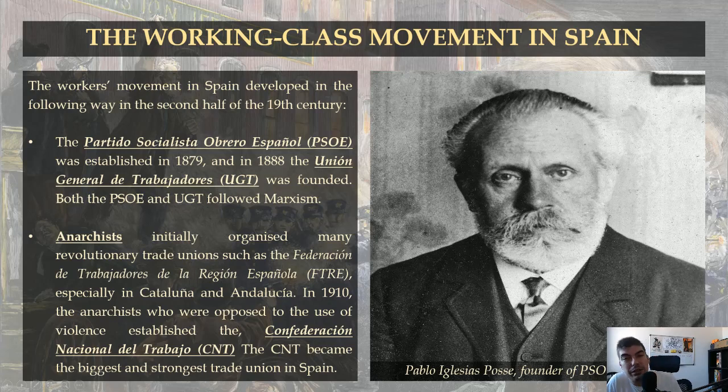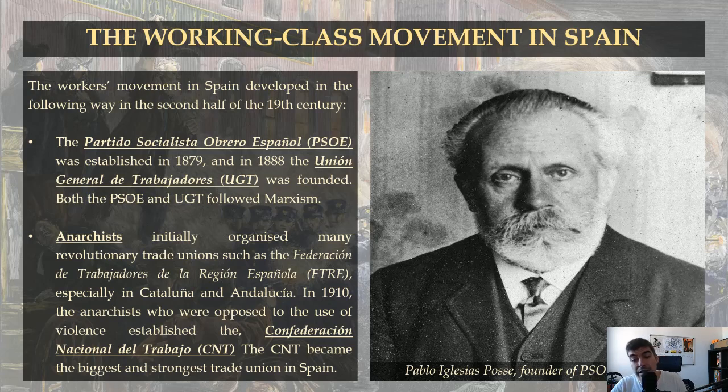And finally, we have to talk a bit about the working class movement in Spain, which developed in the second half of the 19th century. The main features were the foundation of el PSOE, Partido Socialista Obrero Español, established in 1879 and founded by Pablo Iglesias Posse, not Pablo Iglesias Turrión, el Coletas, and also its trade union, la Unión General de Trabajadores, la UGT, in 1888. Both organizations, el PSOE and la UGT, were Marxist. Right now they are not, but back then they were.